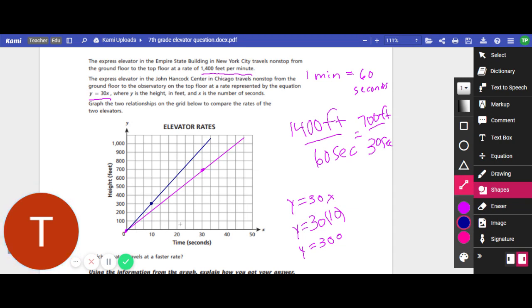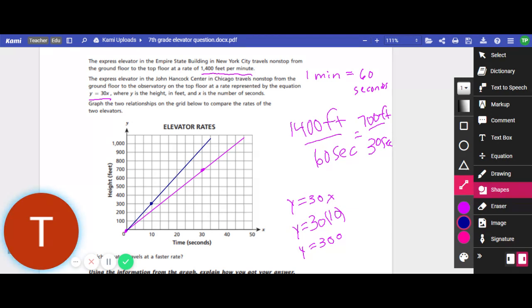I could do that at any point. I could look at, let's say, in 20 seconds, and still the Empire State Building line has not gone as high as the line for the John Hancock Center. So the elevators are traveling at different speeds. The John Hancock Center elevator is traveling a further distance in that 20 seconds, so it is traveling at a faster rate.